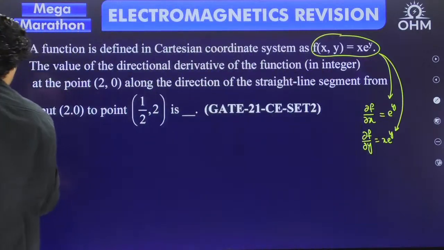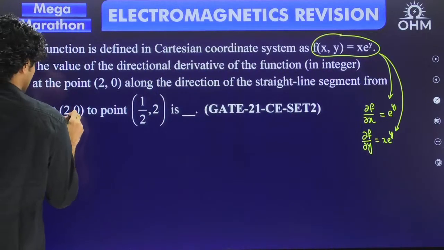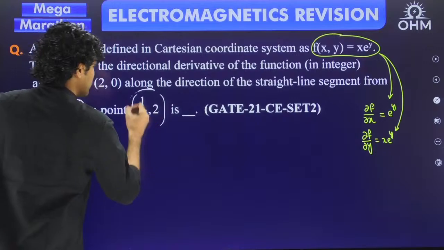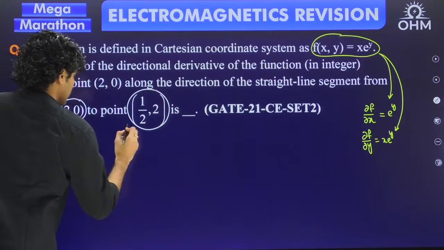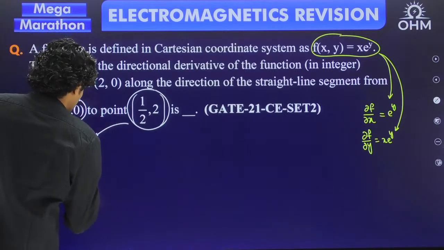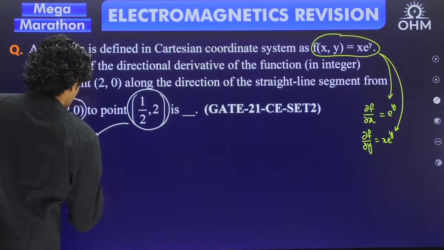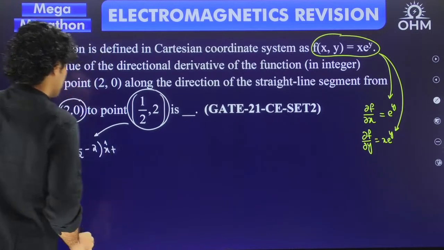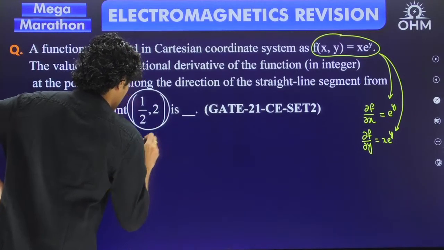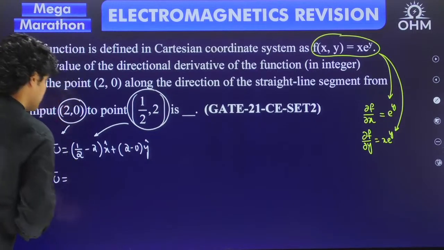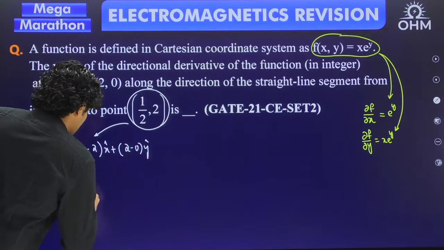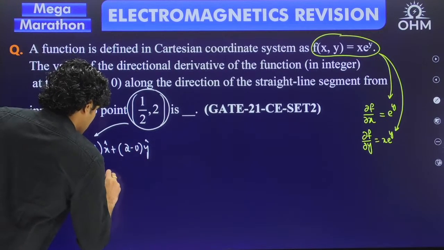So the initial point is given. This is x1, y1 and this is x2, y2. By using these two, can you find out what the directional derivative is now? u bar. What is u bar? u bar is equal to x2 minus x1, which is half minus 2, x cap, plus y2 minus y1, which is 2 minus 0, y cap. So u bar finally becomes half minus 2, which is minus 3 by 2, so minus 3 by 2 x cap plus 2 minus 0, which is 2 only, 2 y cap.